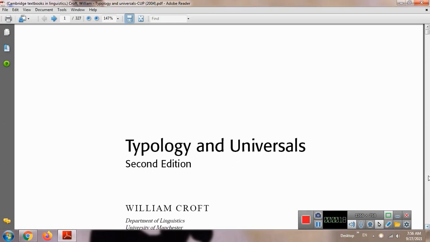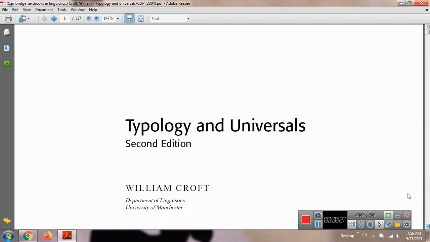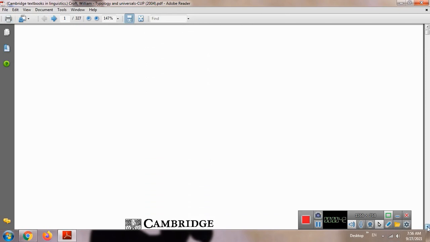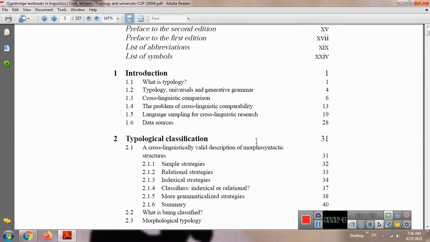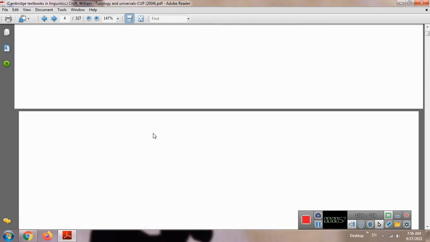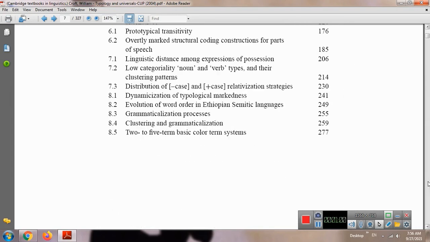We will read about typology from different sources, like different books and different articles. At first I want to start from this book, Typology and Universals by William Croft, who is one of the famous people in typology. We will read just some of these chapters. I will go to the first chapter.